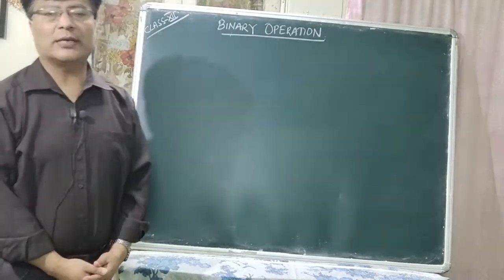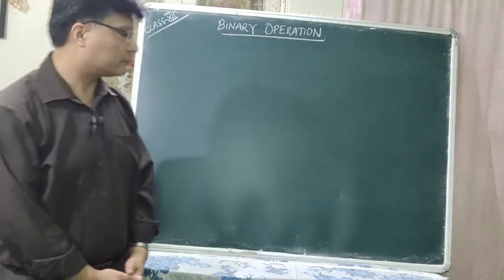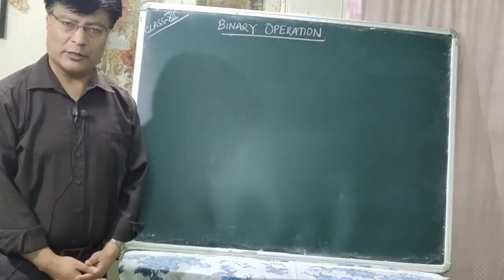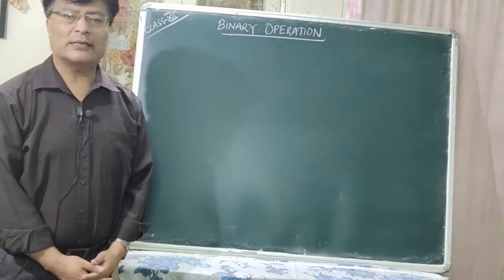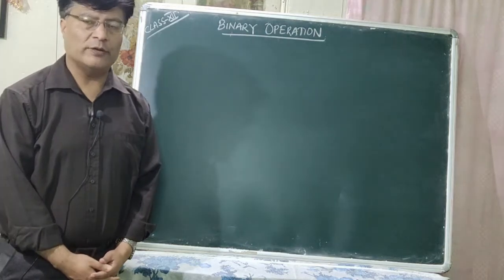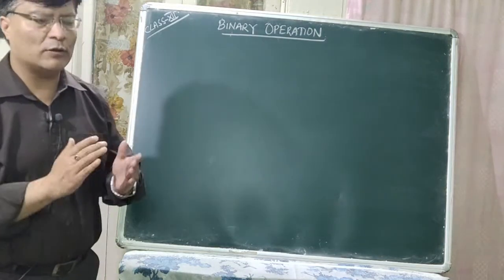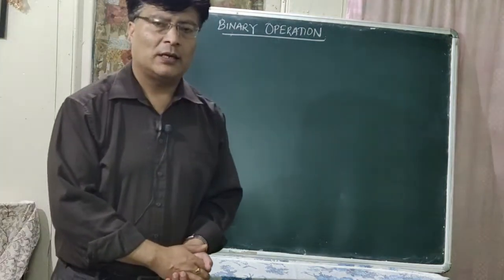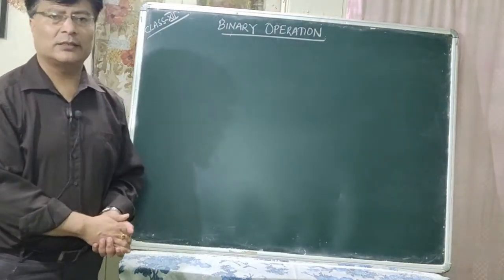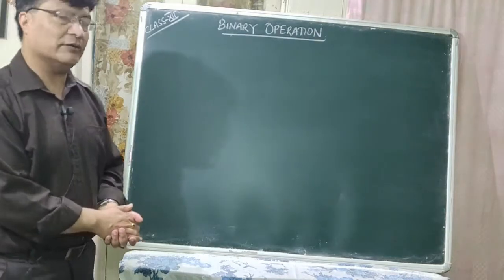So now I am doing class for class 12. The topic is the new topic, that is binary operation. In the last online class we finished relation and function. So I think you should revise all the problems and all the theory portion that we did in function and relation. Today we will start the new topic, that is binary operation.